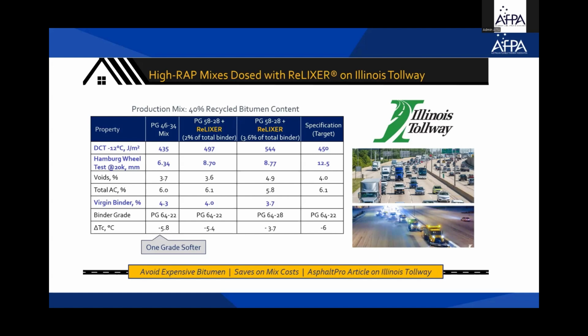The other thing I'll allude to very quickly is the aging result. Delta TC is a proxy for aging, and a lower negative number is better. You can see that the delta TC of the Relixer rejuvenated mixes were certainly superior, trending in the direction of goodness, more aging resistance compared to the standard mixes, as well as mixes made with the one grade softer material.